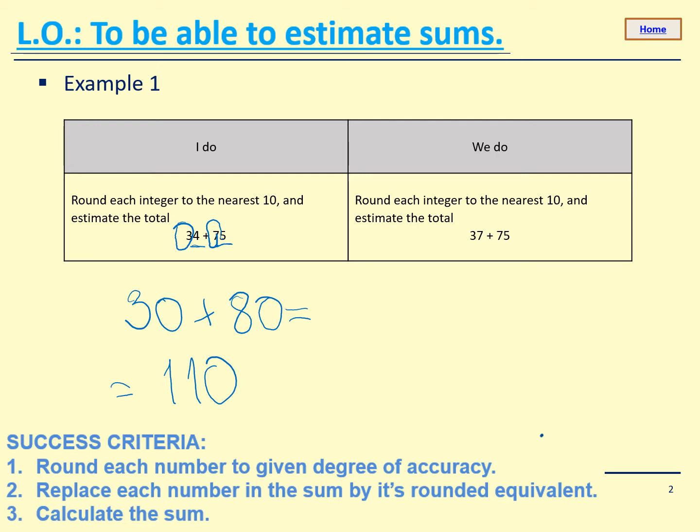Pause this video for a minute and have a go at the next question. Okay, so if you have 40 plus 80 equals 120, well done, you've estimated it well.